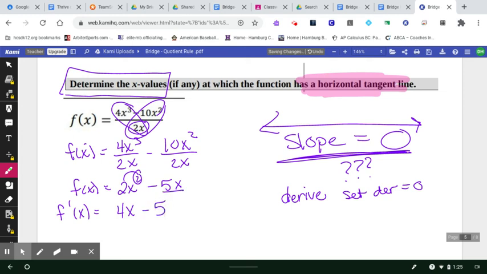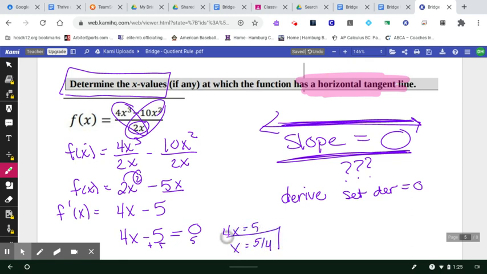So the question says if I want a horizontal line, I want the slope to equal 0. So I'm setting 4x minus 5 equal to 0 and just solving for x. I'm going to add that 5 over, so I have 4x equals 5. Therefore, x equals 5/4. So the question said determine the x value, if you can find one, where you have a horizontal tangent line. So when x is 5/4, there is a slope of 0. There is a nice flat line, a slope of 0. Since this was a parabola, maybe I should make it look like a parabola. There is a nice slope of 0 there.